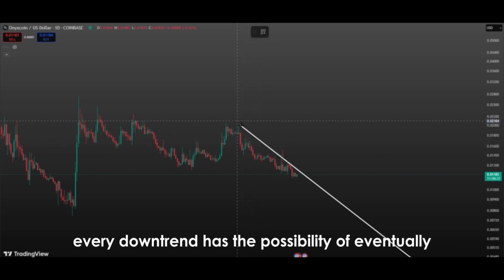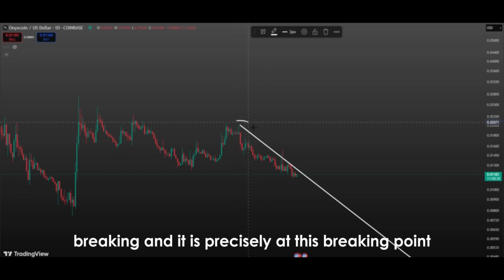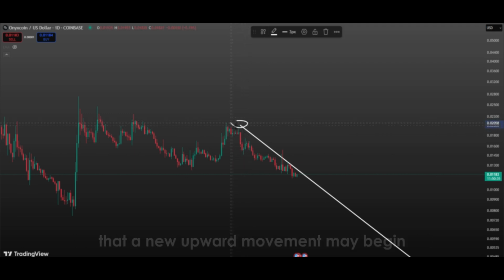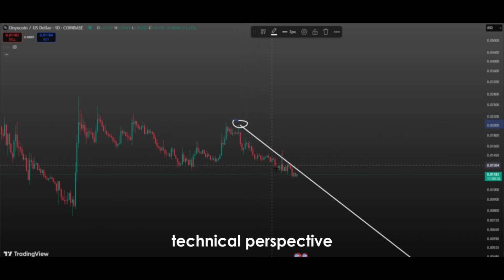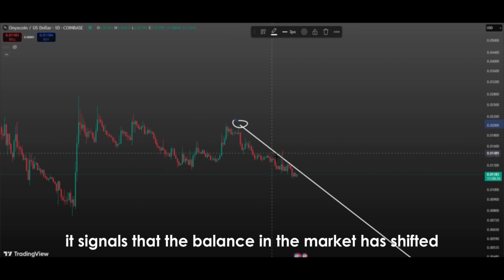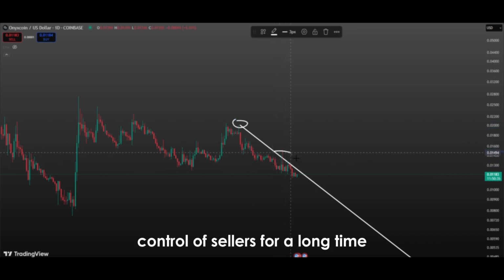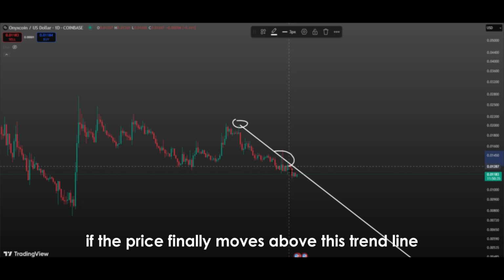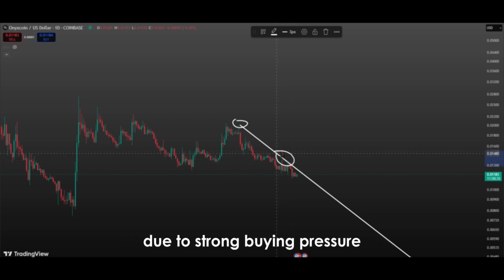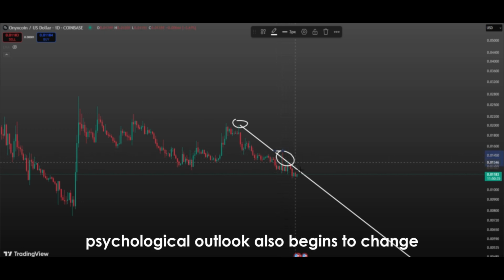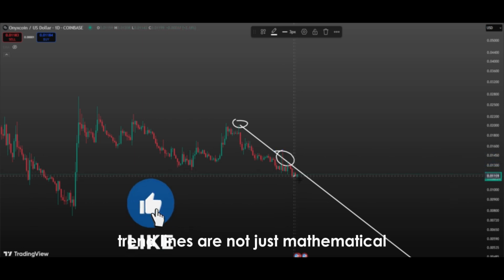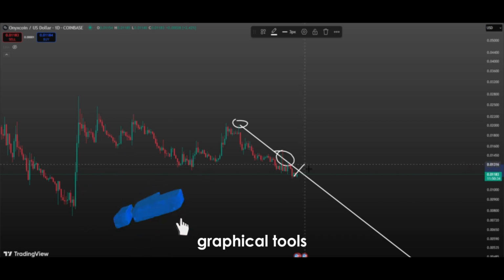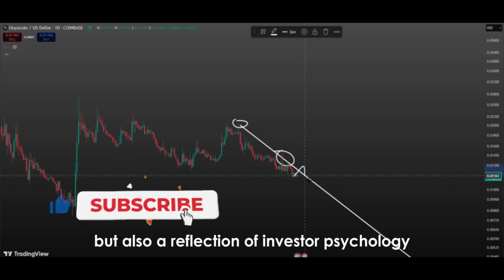Every downtrend has the possibility of eventually breaking, and it is precisely at this breaking point that a new upward movement may begin. When the price breaks above the downtrend line from a technical perspective, it signals that the balance in the market has shifted. After being under the control of sellers for a long time, if the price finally moves above this trend line due to strong buying pressure, the prevailing psychological outlook also begins to change. Because in technical analysis, trend lines are not just mathematical or graphical tools, but also a reflection of investor psychology.